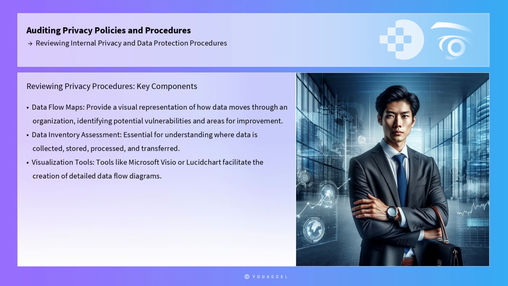Another essential component of reviewing privacy procedures is assessing the organization's data inventory and data flow mapping. Data flow maps provide a visual representation of how data moves through an organization, identifying potential vulnerabilities and areas for improvement. By understanding where data is collected, stored, processed, and transferred, auditors can pinpoint areas where data protection measures may be lacking or require enhancement.